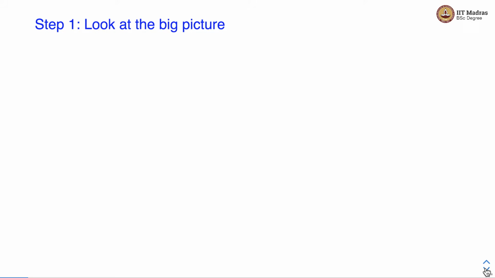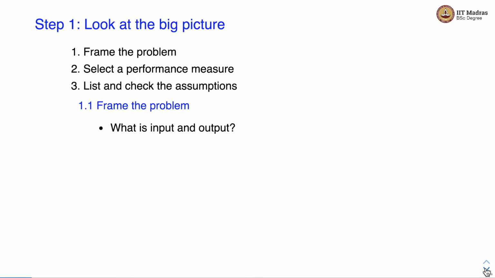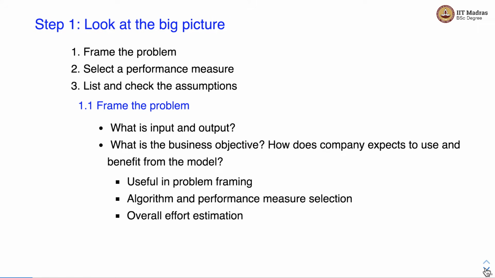Let's look at the first step where we look at the big picture of the problem. Here, the first and the most important thing is to frame the problem properly. We select a performance measure, then we list and check the assumptions that we have made while arriving at the solution. As part of framing the problem, we need to figure out what is the input and the output. What is the business objective and how does company expect to use and benefit from the model.